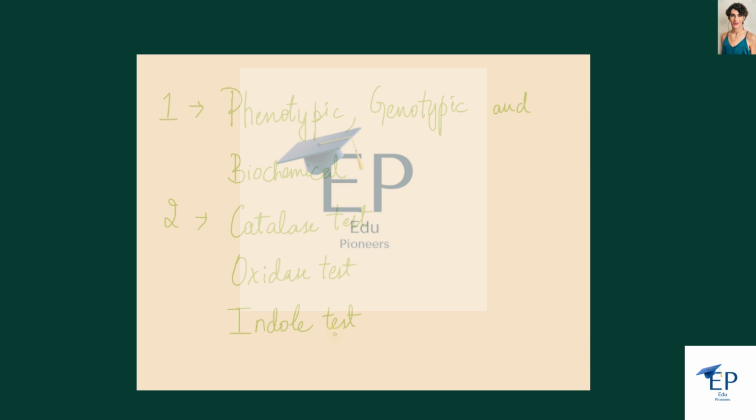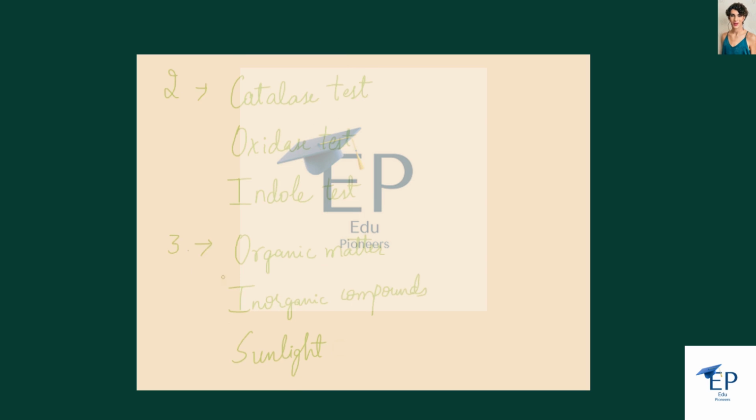The last one, indole test. This test is used to identify the bacteria that produce tryptophanase. Tryptophanase breaks down the tryptophan into indole, pyruvate, and ammonia. A positive result for the indole test is indicated by the appearance of a red ring after adding Kovac's reagent to the bacterial culture.